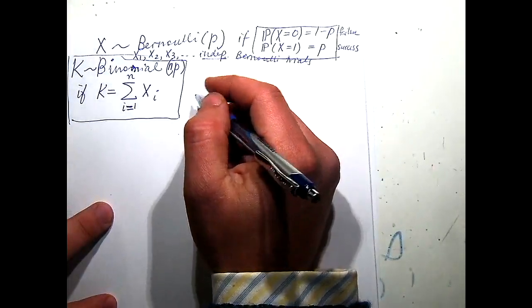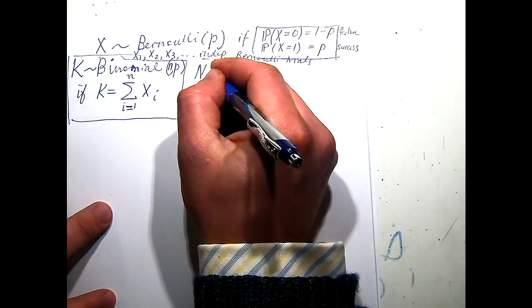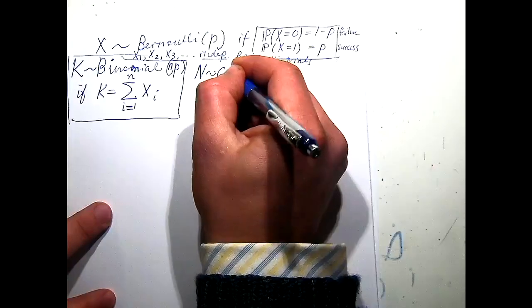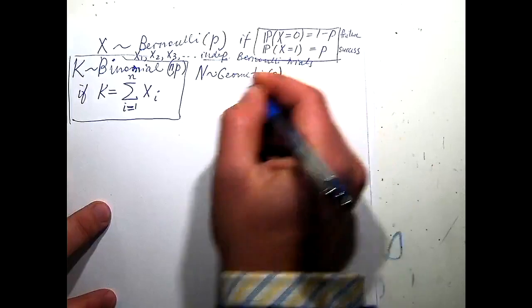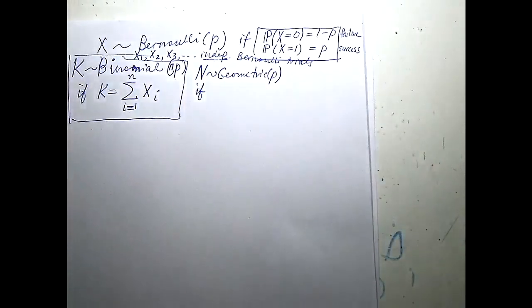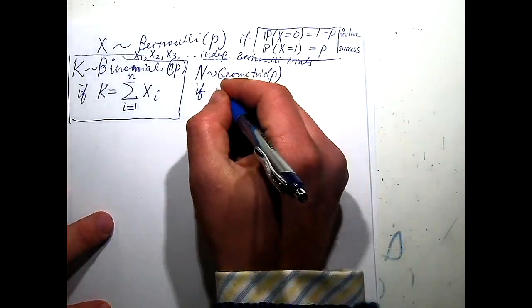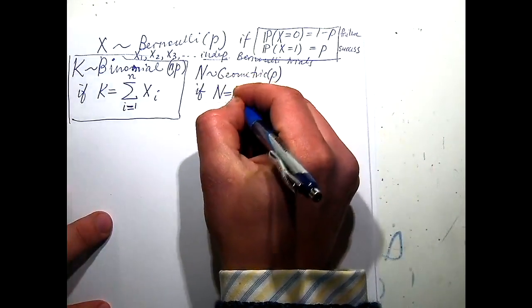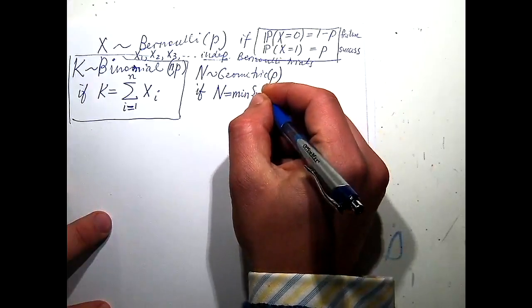Okay. And now, what about geometric? Let me say a random variable, I'll call it capital N, is geometric, once again with parameter P, if, last time I said it in words, it's the number of times you have to wait until the first success. I guess I can sort of write that in mathematical notation. N is the minimum of all indices i.